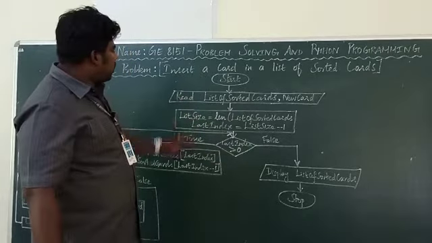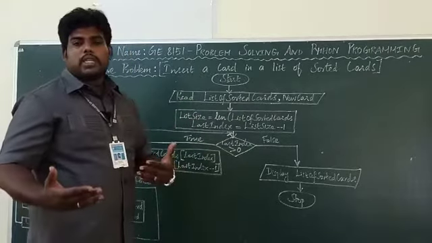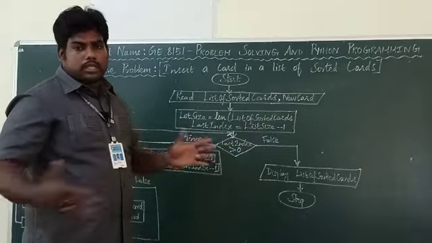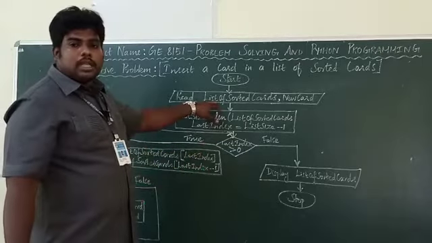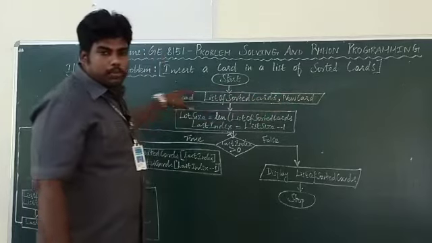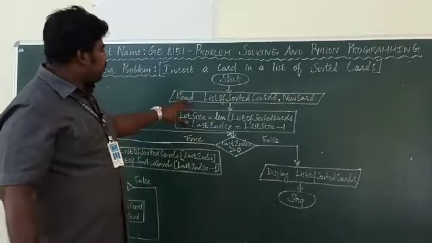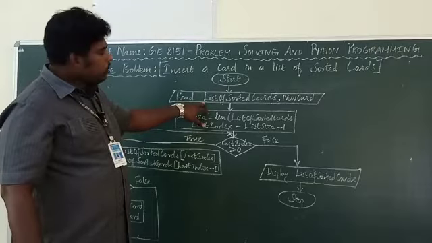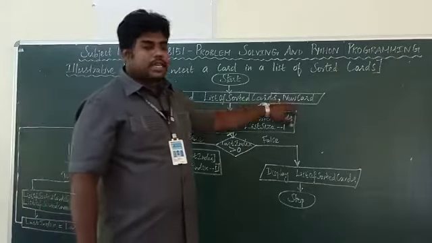So first start, then what's the next step? You have to get the input of the list, that is the list of sorted cards as well as the new card. For that we have to put the parallelogram symbol, for getting the inputs. What are the inputs you are going to get? The list of sorted cards as well as a new card.